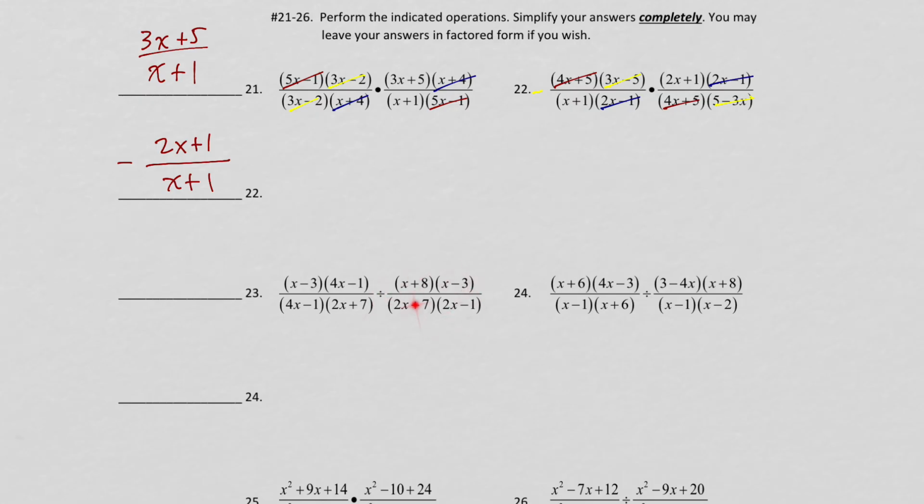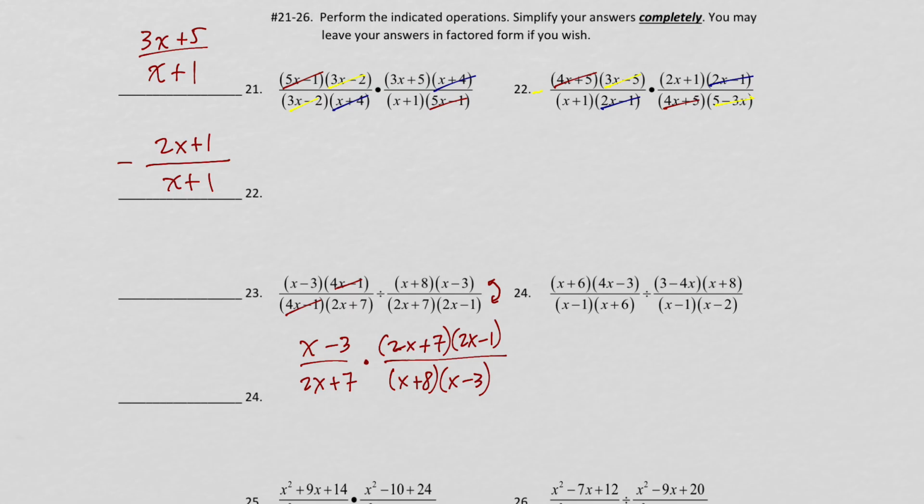Okay, this is a division, so this has got to be flipped upside down. But I'm going to cancel within each fraction first so I don't have to write so much when I start flipping things. So this cancels with this, and actually that's it. So now I'll rewrite this. I'll have x minus 3 over 2x plus 7. This turns into a times, and I'll flip this upside down. So I'll have 2x plus 7 times 2x minus 1 over x plus 8 times x minus 3. And then I'll cancel. X minus 3 cancels there, and 2x plus 7 cancels there. And we're left with the only factor, 2x minus 1 over x plus 8.